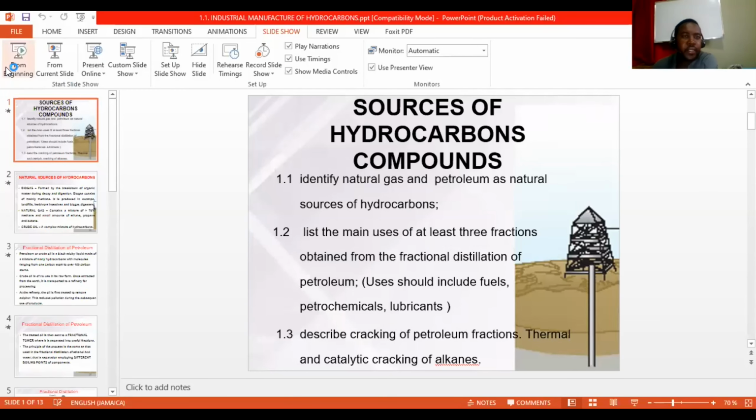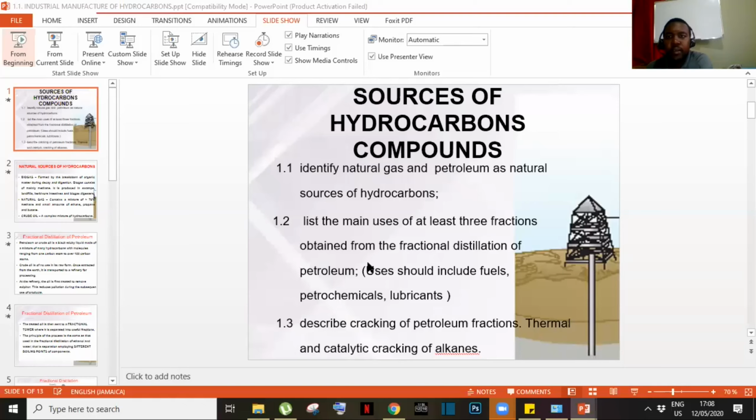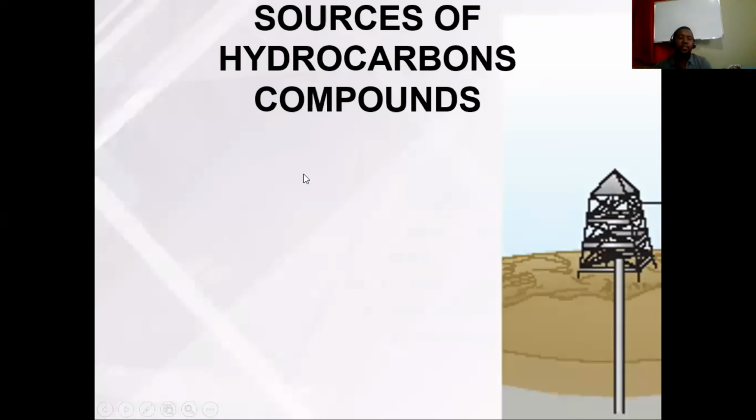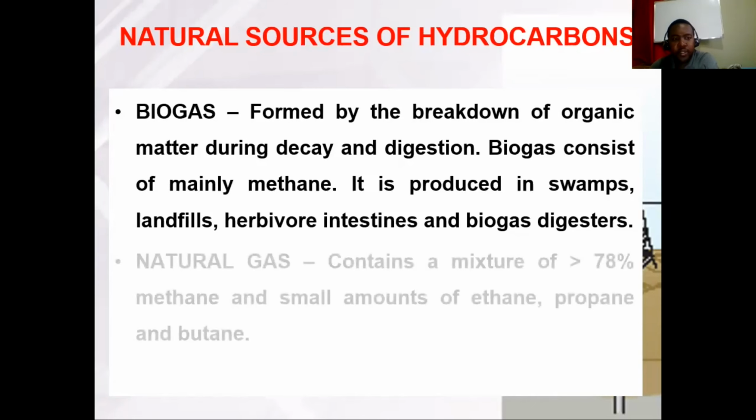So we're going to start off with organic chemistry, with basically how our hydrocarbons actually come into play, or how they are created. So we're looking at the source of hydrocarbon compounds, right? We know that hydrocarbons mean that they contain both hydrogen and carbon. All right, so the term biogas is formed by the breakdown of organic matter during decay and digestion. Biogas consists mainly of methane. It is produced in swamps, landfills, herbivore intestines, and biogas digesters. All right, so that's one form in which hydrocarbons are created.